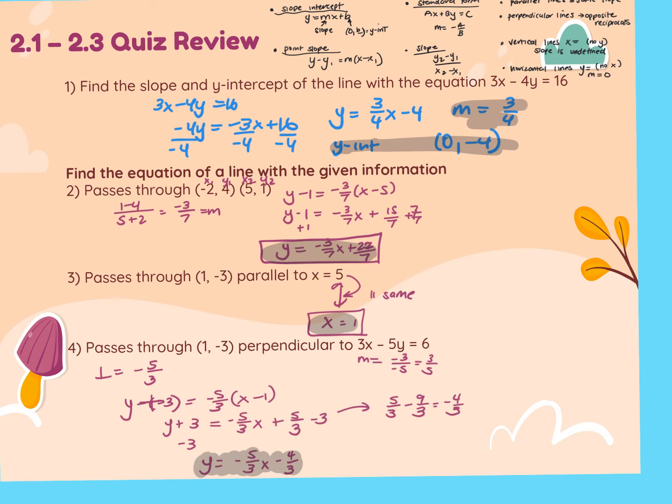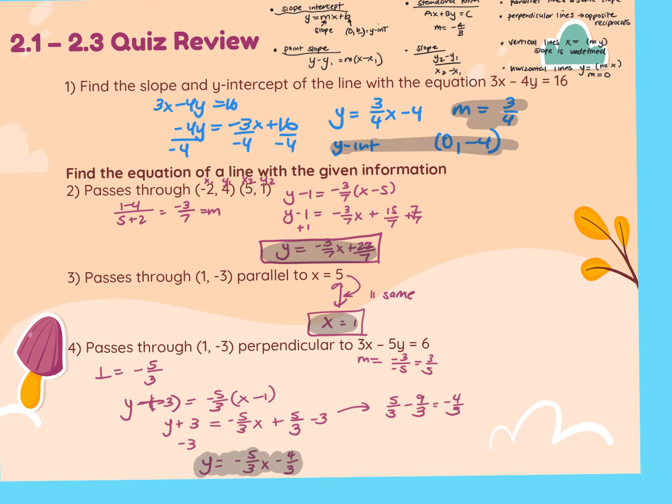Be careful, don't pick (-4, 0), right? If it's the y-intercept, the x is 0. So it's 0 and then the number. (0, -4). For the second one, you have to first find the slope. So you do y2 minus y1 over x2 minus x1, and you should have gotten -3/7.